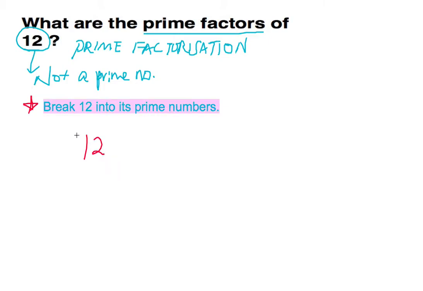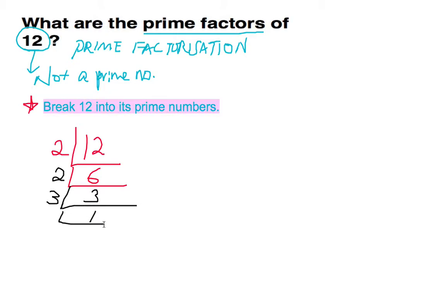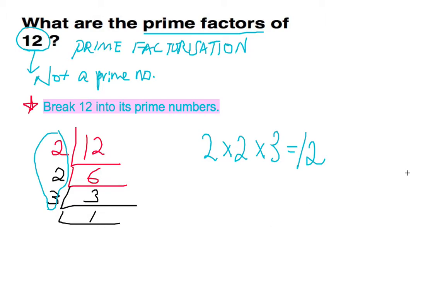12 can be divided by 2, so 2 is a prime, which gives us 6, and then it can be divided by 2 again, which is a prime, and it gives us 3, and then 3 can be divided by 3 again. So what we have here is 2 times 2 times 3. 2 times 2 times 3 is equal to 12, correct?